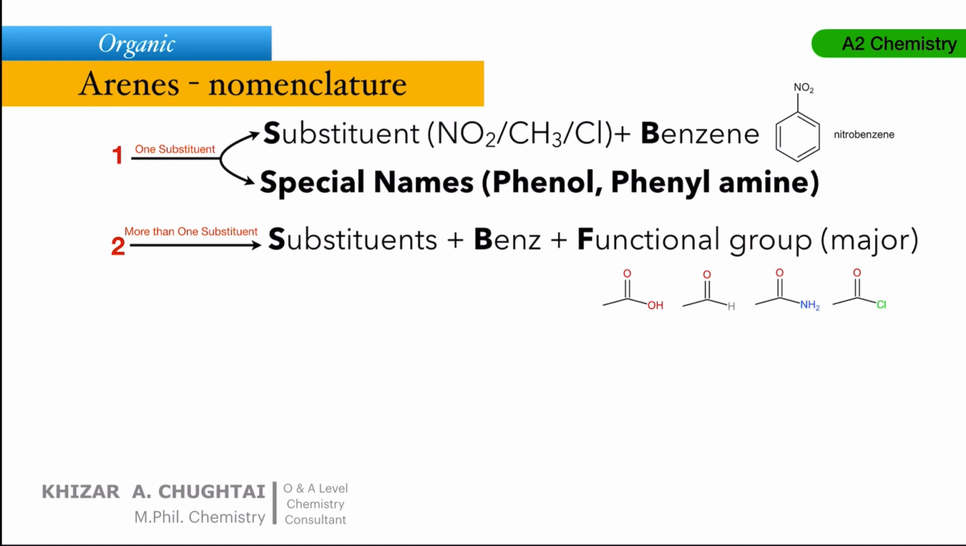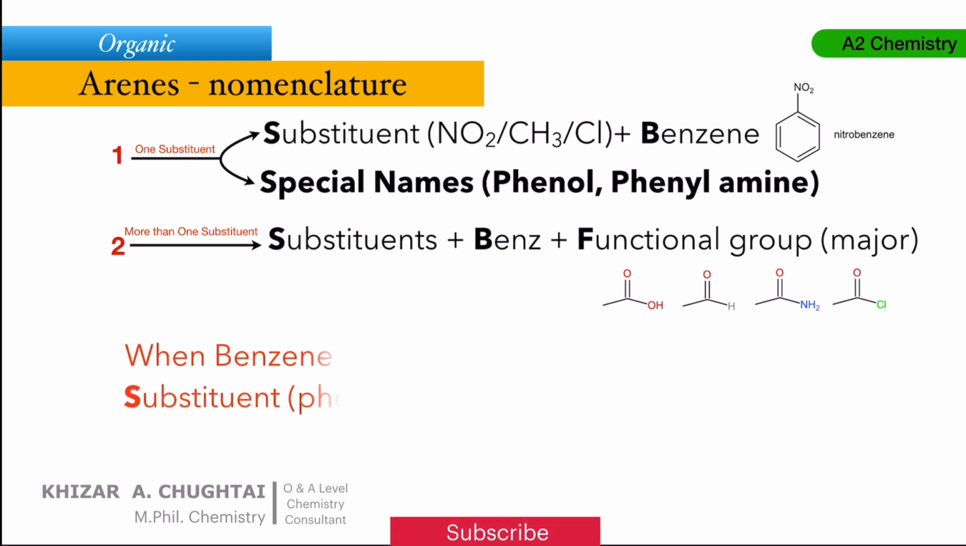For example, if we have a nitro group as a substituent, then nitro, benz, oic acid: nitrobenzoic acid. Nitrobenzoic acid. Nitrobenzaldehyde; this is an aldehyde. Nitrobenzamide. Nitrobenzoyl chloride. So these are the common examples you can see there.